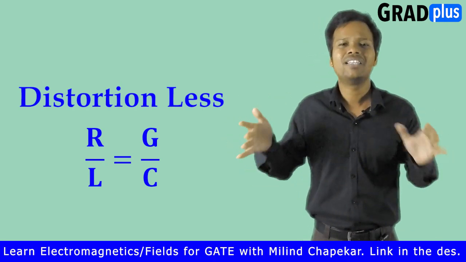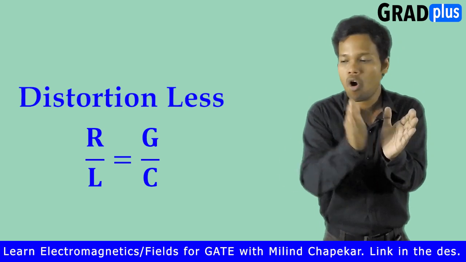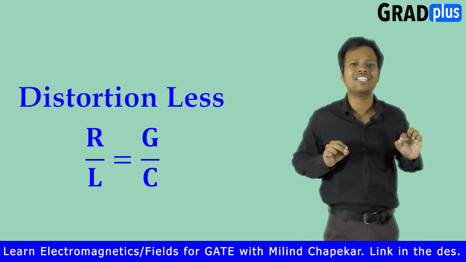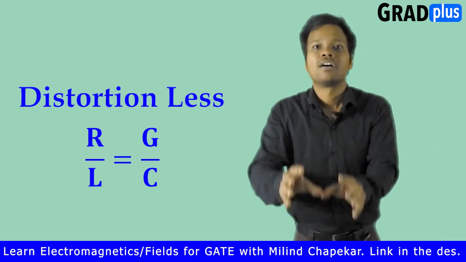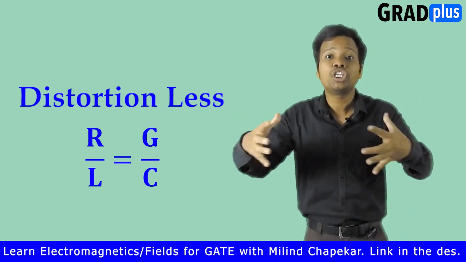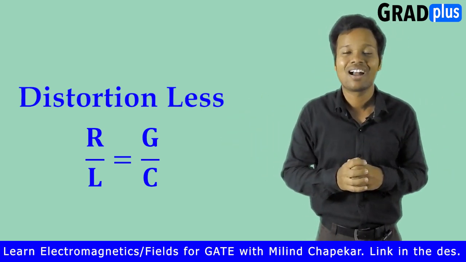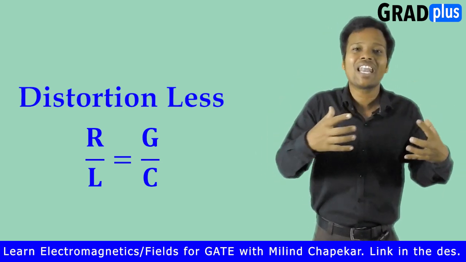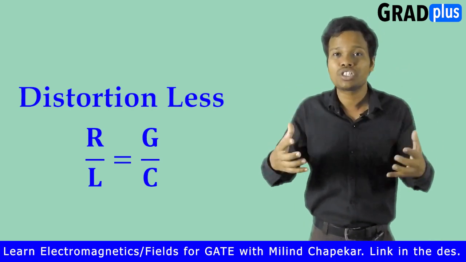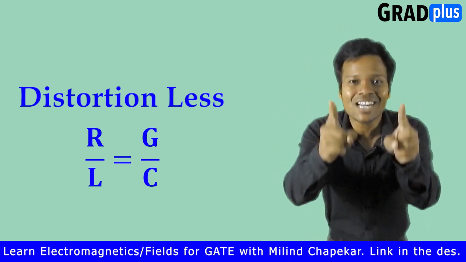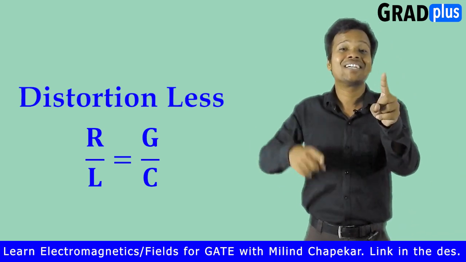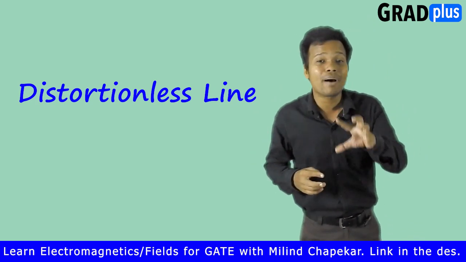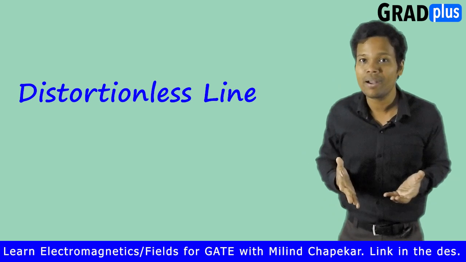So R, L, G, C, these are the primary constants of the transmission line, which depend on the construction of the transmission line. So while the transmission line is constructed, this situation is achieved while constructing the transmission line: R by L equal to G by C. And when the transmission line is constructed with this precaution, with this condition, then that transmission line can act as a distortionless line.